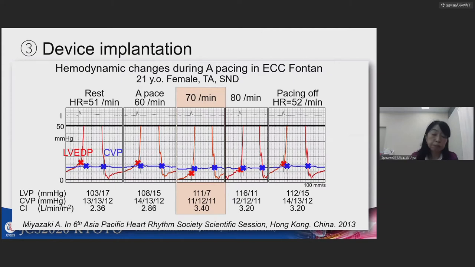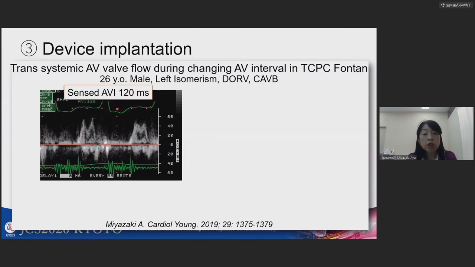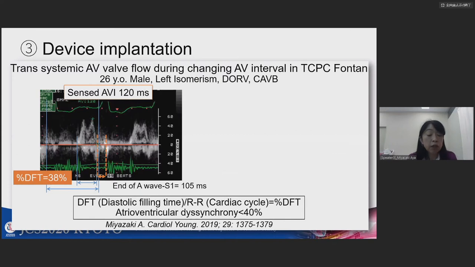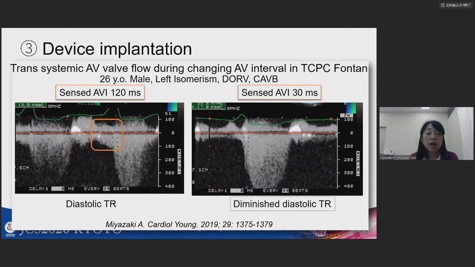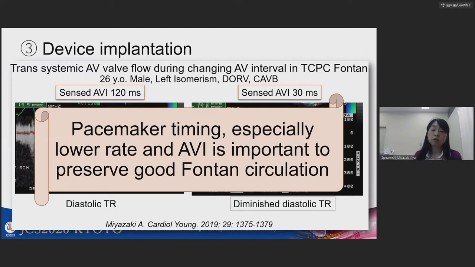And then this slide shows the transsystemic AV valve flow while changing the AV interval in a TCPC Fontan with complete AV block. With a sensed AV interval of 120 milliseconds, percent DFT was 38%, indicating atrioventricular dyssynchrony. After setting the optimal sensed AV interval, so that the end of the interval in AVAP coincides with complete closure of the AV valve, atrioventricular dyssynchrony improved, with a percent DFT of 58%. Further, diastolic TR disappeared after setting the optimal AV interval. So, pacemaker timing, especially lower rate and AV interval, is important to preserve good Fontan circulation.